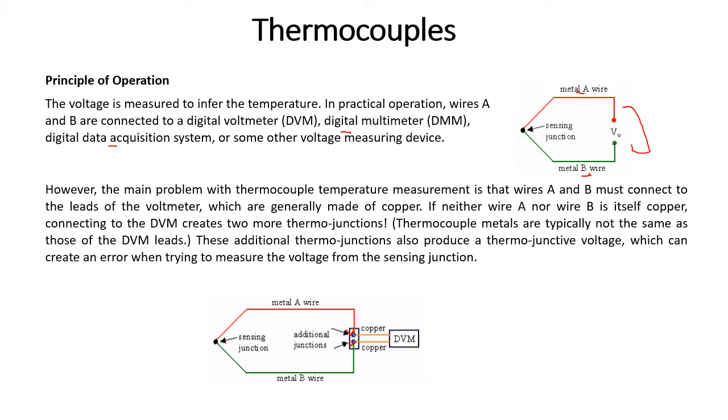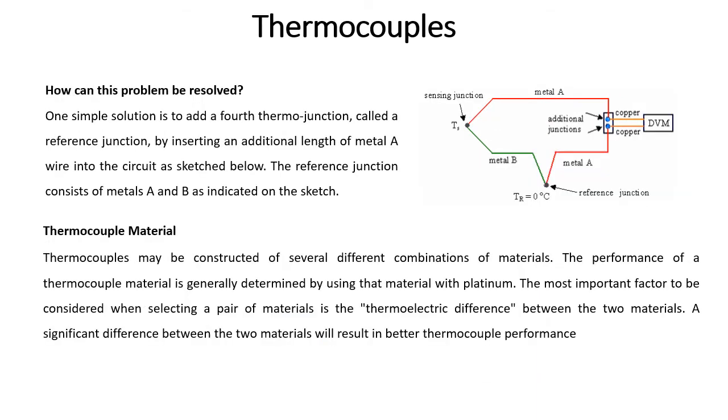Typically the thermocouple materials are not the same as that of the digital voltmeter, which is generally copper. So these additional thermojunctions also produce a thermojunction voltage, however small it can be, but it can produce an error when you are trying to measure the voltage from the sensing junction. So how can this problem be resolved?